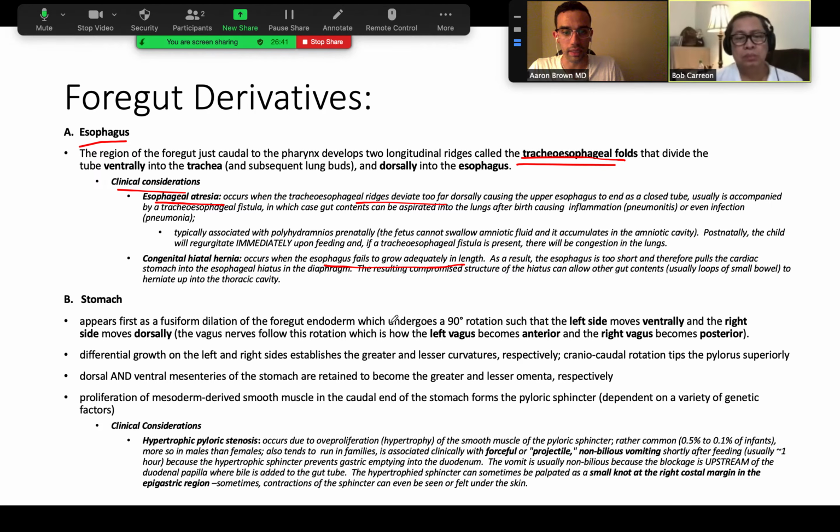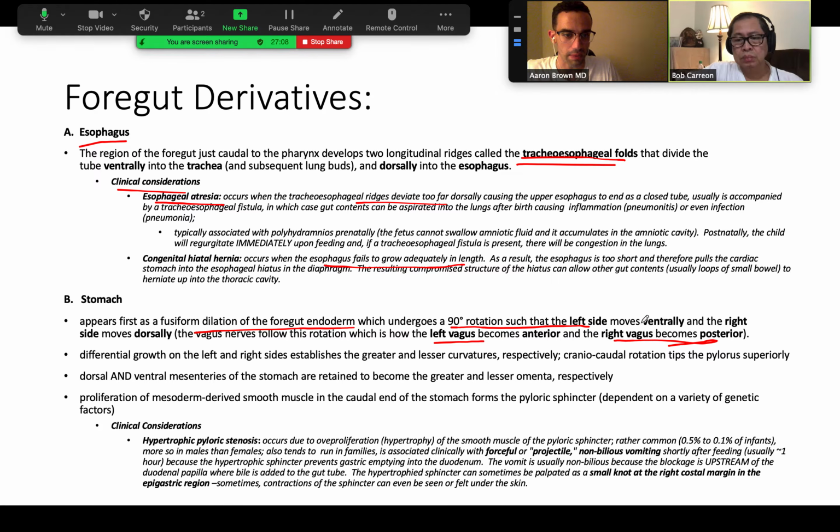In terms of the stomach, here we have a dilation of endoderm in the foregut, and this undergoes a 90-degree rotation, kind of giving it that shift that you see in the adult stomach, right? The adult stomach sort of has the greater curvature down here and the lesser curvature closer to the diaphragm. That is due to a 90-degree shift that happens. This also moves some of the vagus nerves, anterior and posterior.